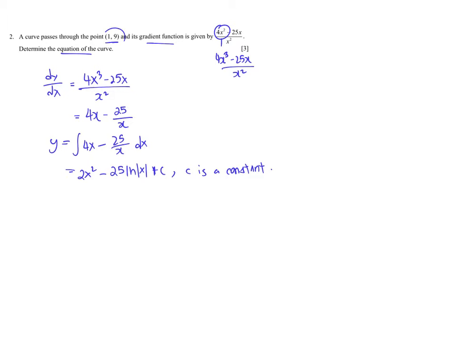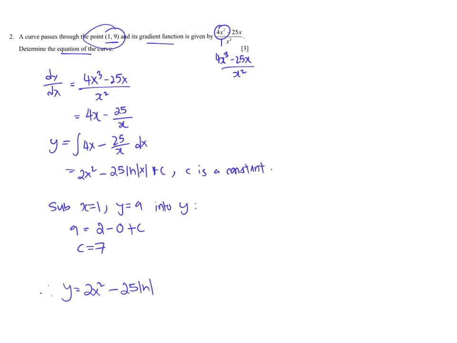Since a specific point is given, we are able to find the value of c to get our unique equation of the curve. So let's do that. We sub x equals 1, y equals 9 into y. Then we will have 9 equals 2 minus 0, because ln 1 is 0, plus c, and this will give me c to be 7. And therefore, our equation of the curve will be y equals 2x squared minus 25 ln modulus of x plus 7.